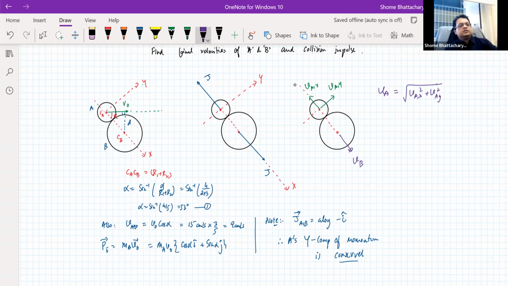You have to calculate it this way, and we can even work out the angle and all that later. So now you can see I have actually three unknowns: VAX, VAY, and VB. Out of that, one I will get directly because there's momentum conservation for A along the y-axis. VAX and VB are the two unknowns remaining, for which I will have to use a combination of two concepts: momentum conservation and coefficient of restitution.